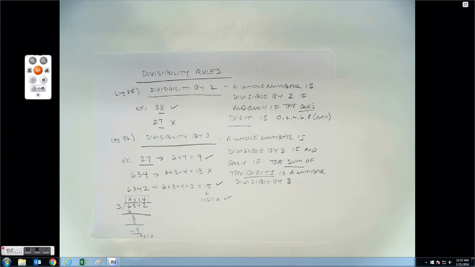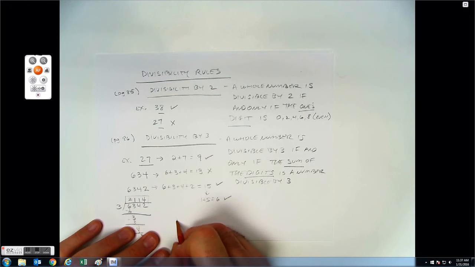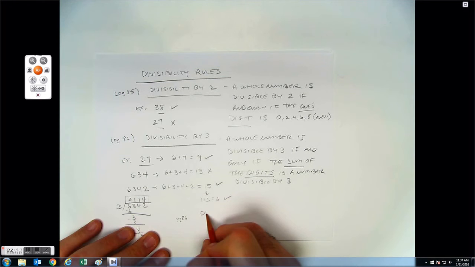Okay, we don't necessarily need one for 4 because 4 is just 2 times 2, so if 2 goes into it, then that helps us break the number down. Keep this in mind. What we're trying to do is break numbers down. Okay, let's do a divisibility rule for 5. This is also on page 86. Okay, this is divisibility by 5.